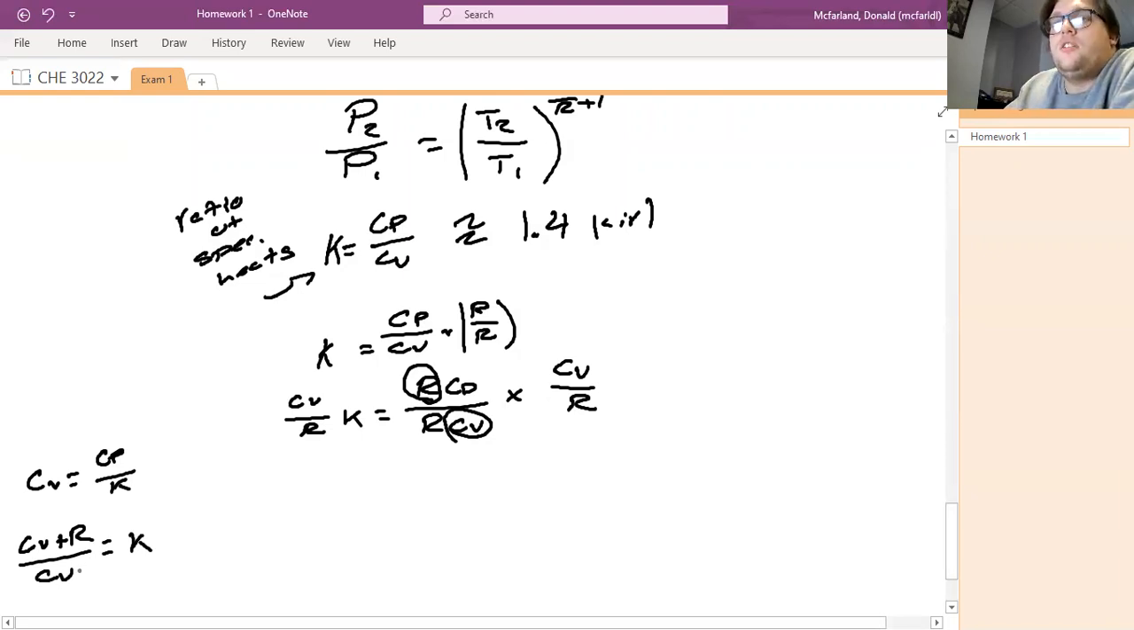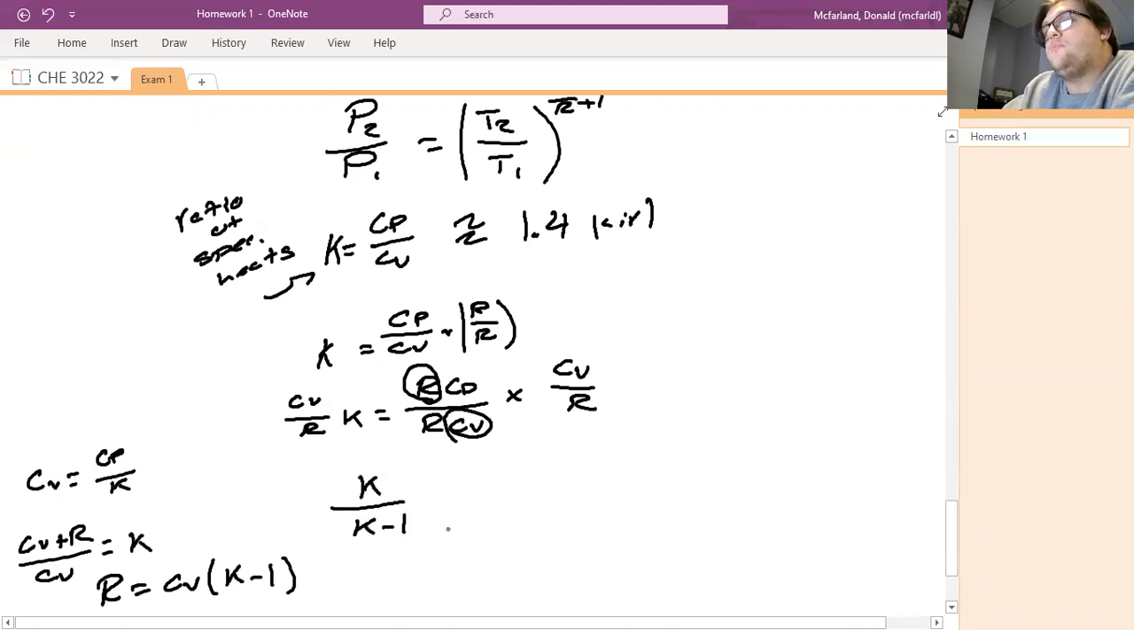So this will default to 1. So we're left with R over CV. So what that means is R ends up becoming CV times K minus 1. We plug this into here. Notice we have a CP divided by a CV. So that becomes K. So K over K just cancels out. So that's gone. So all we're left with is a K minus 1. So we get K over K minus 1 equal to CP over R.